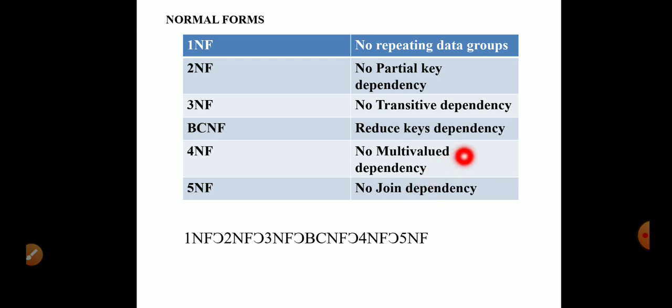And this is a small recap of both the videos. Normal forms 1NF, 2NF, 3NF, BCNF, 4NF, 5NF. So 1NF, there should be no repeating data groups, 2NF no partial key dependency, 3NF no transitive dependency, BCNF reduce key dependency, 4NF no multi-valued dependency, 5NF no join dependency. And this denotes that each and every normal form is a subset of the other. Thank you.